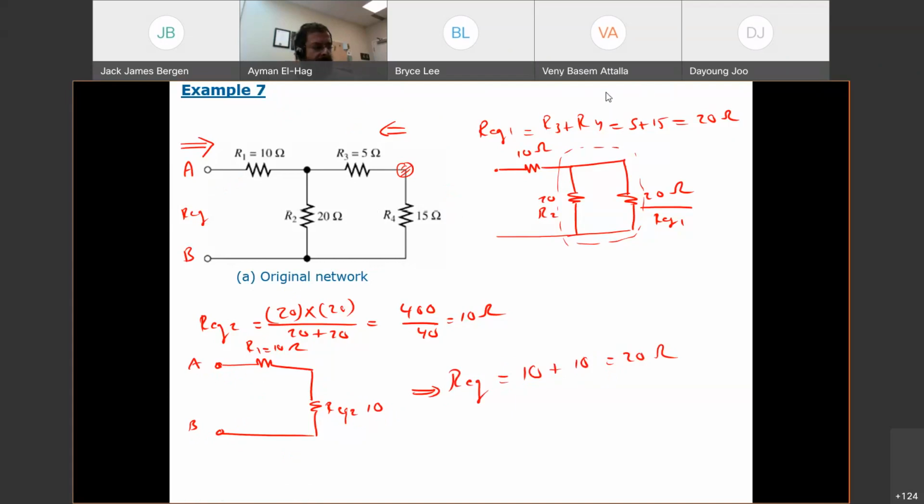Let me address any of your questions if you have any here. Okay. How do you choose the position on the resistor? Why is it not on the top instead of the side?